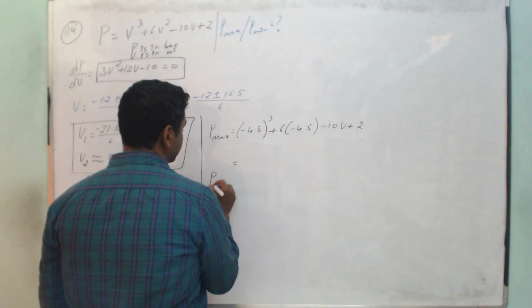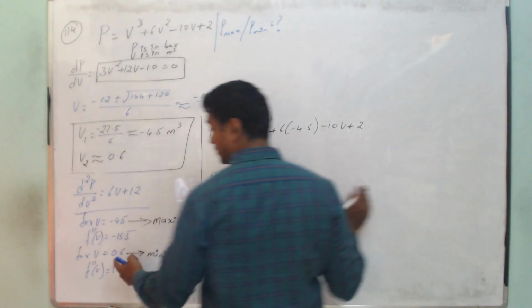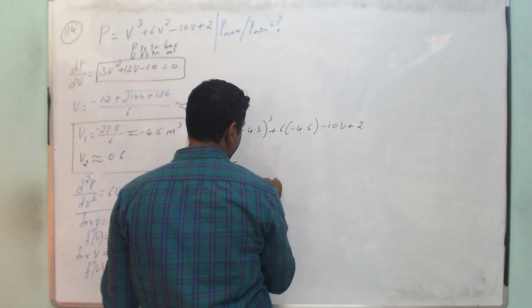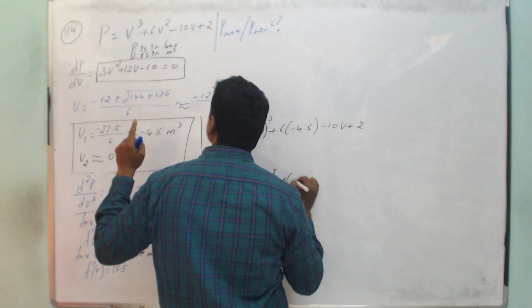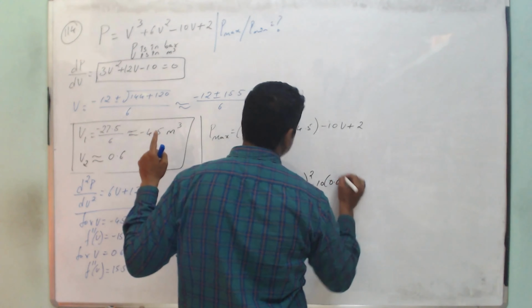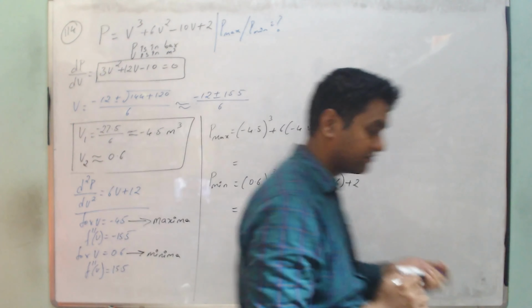And what is the minima? I'll substitute 0.6 in that equation. So 0.6 whole cube plus 6 times 0.6 whole square minus 10 times 0.6 plus 2, and I'll get a value. Fine?